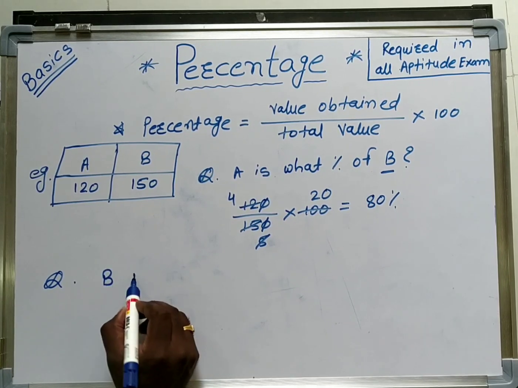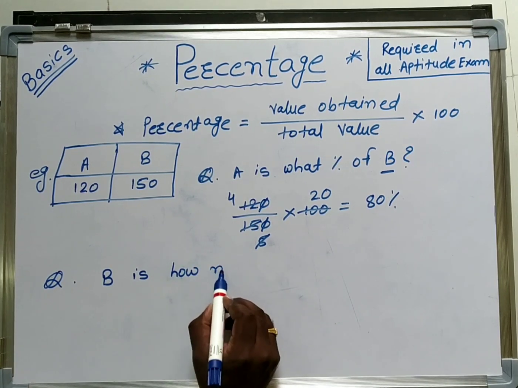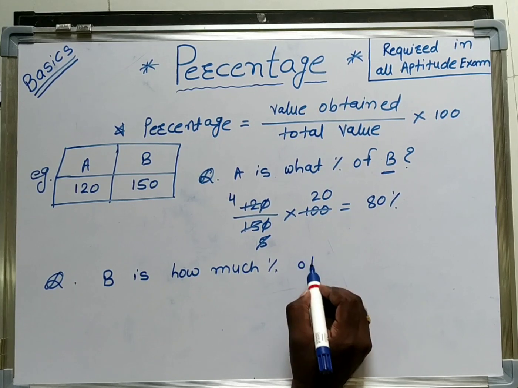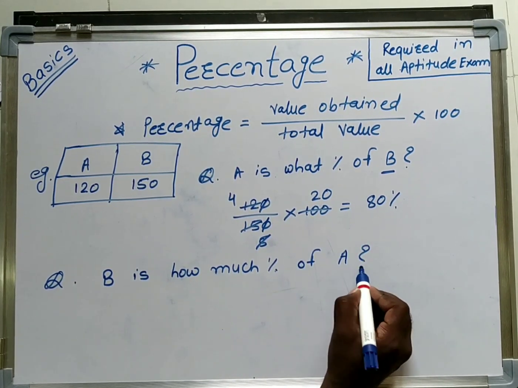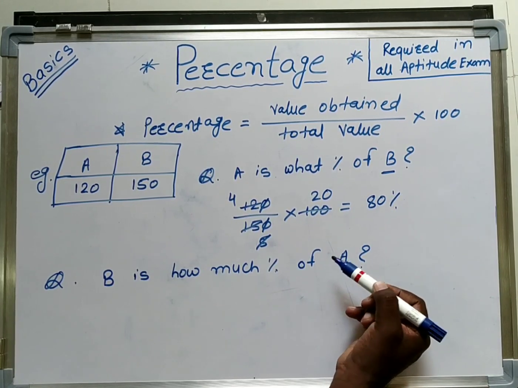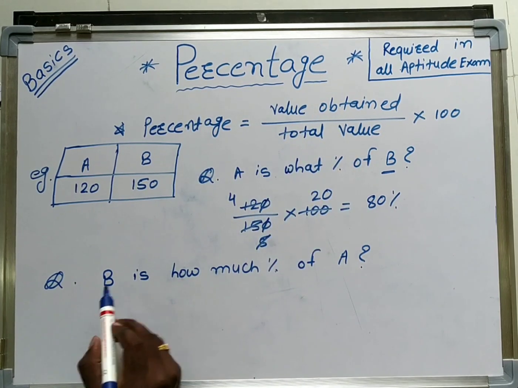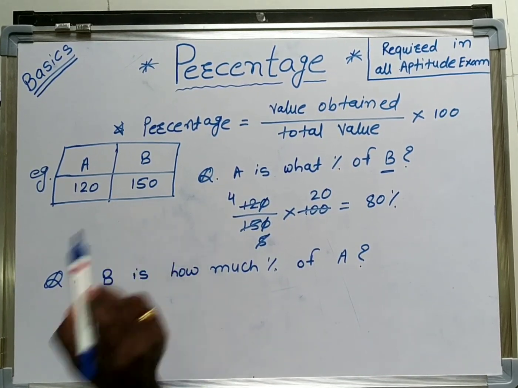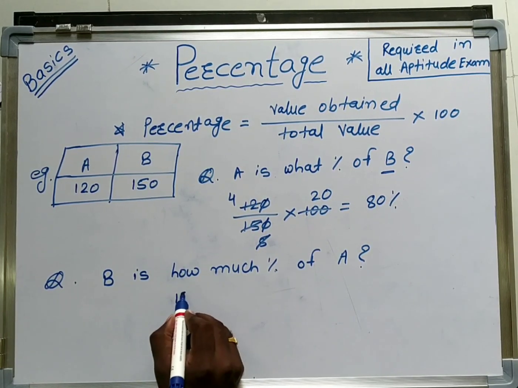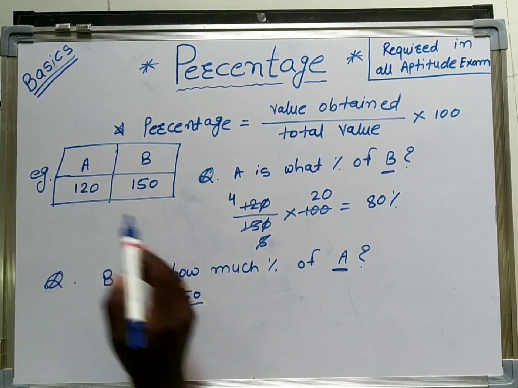B is how much percent of A? This is a small question. Depending on these small questions, we are going to clear the concept of percentage. What is the value of B? That is 150. How much percent of A? A is 120.